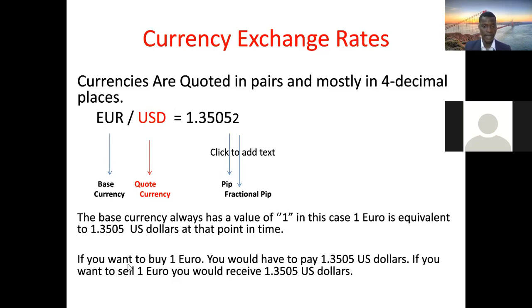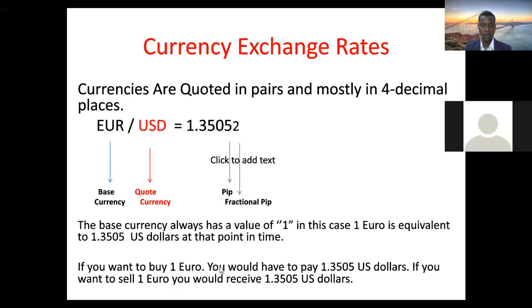Now, if you want to buy 1 euro, you would have to pay 1.3505 US dollars. So if you go to an exchanger or a bank and you want to buy 1 euro and you come with dollars, they will say you should bring $1.3505. That's the business you do. But in interbank trading in the Forex market, it is being programmed. So this is just to give you the basic knowledge of what is happening in the computer system.